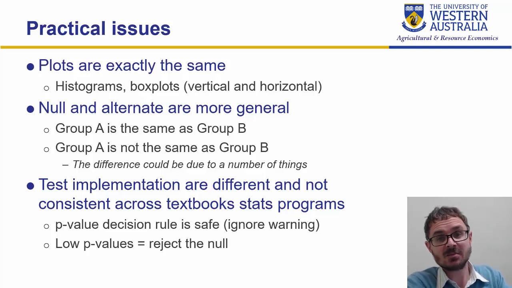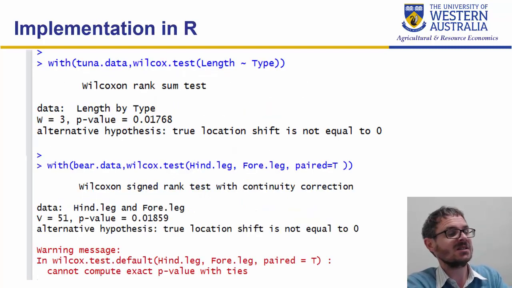A is the same as B. A is not the same as B. It's pretty straightforward. We're always going to have our alpha at 0.05, so that's easy for us to apply our decision rule. It's very helpful because the language in this area is quite confusing. And we're going to have implementations in R, which are really easy.